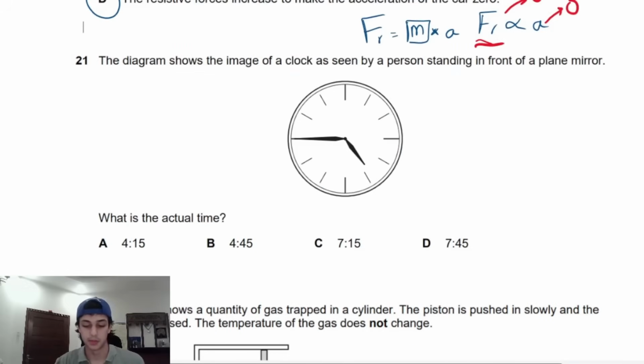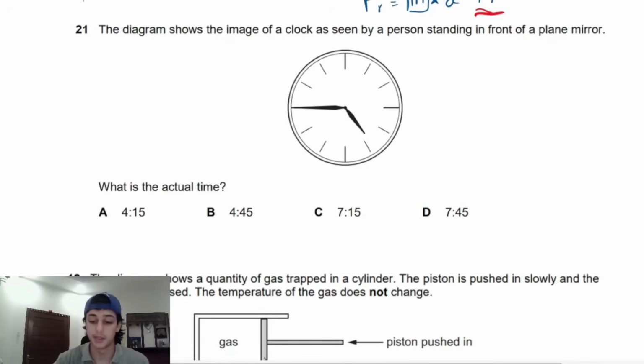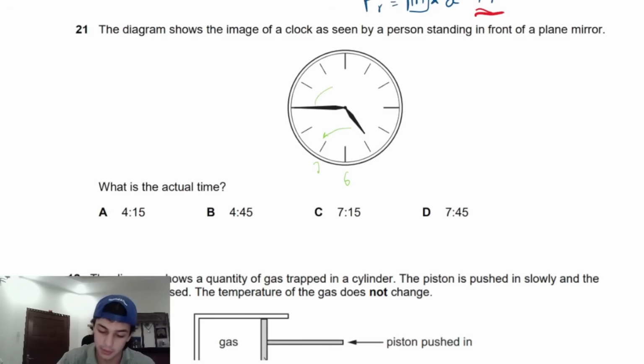Okay, the diagram shows an image of a clock. So what is the actual time? So what does a plane mirror do? I'm not going to waste time on this. Whatever image you have, it's going to be inverted. So this arrow actually is going to be right over here, which is, if this is 6, this is 7. And then we're going to see that this handle should be towards this side as well because it's inverted. You have this image. Get what I'm saying? So this should be C, 7:15.